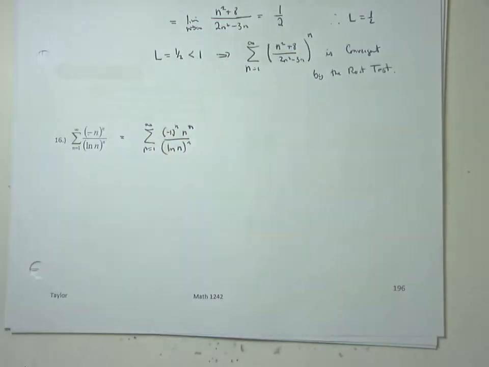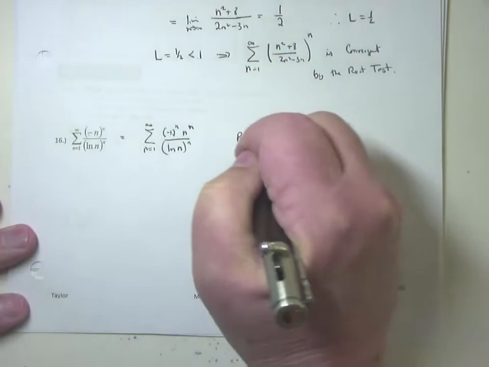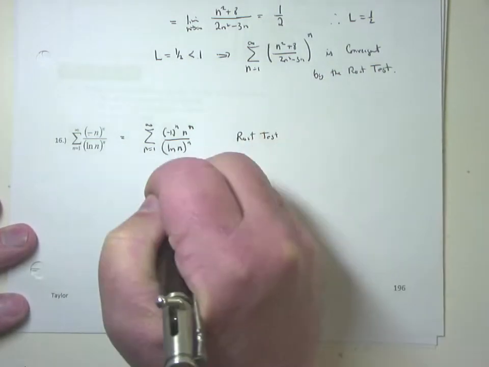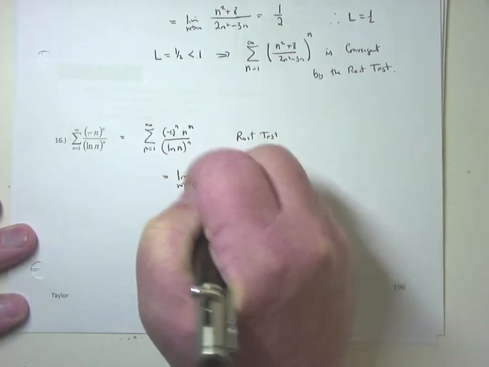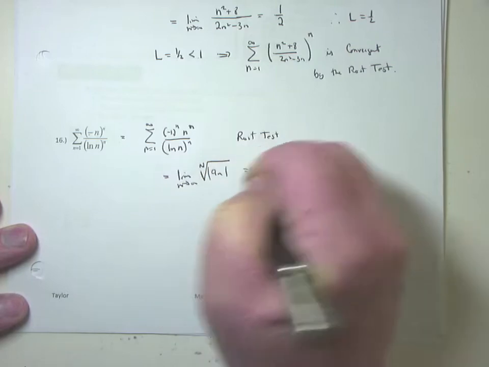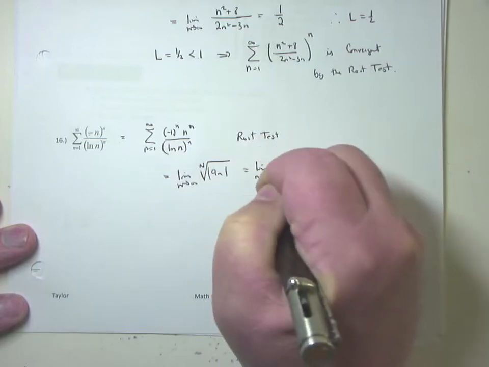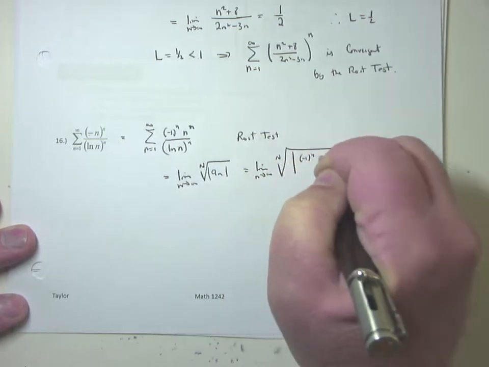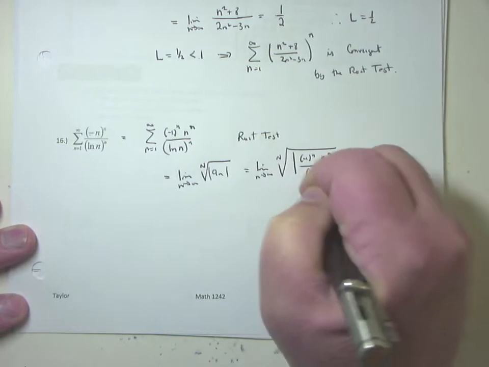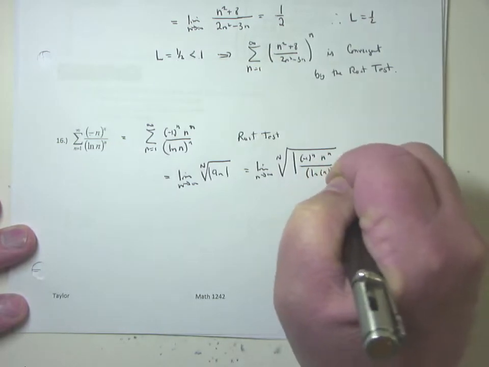Because I've got a sequence being raised to an n power that we're summing up, making it a series, that n on the inside with that n power on the outside screams root test. So I'm going to use the root test on this. This will be the limit as n approaches infinity of the nth root of the absolute value of (-1)^n times n^n, divided by (ln n)^n.